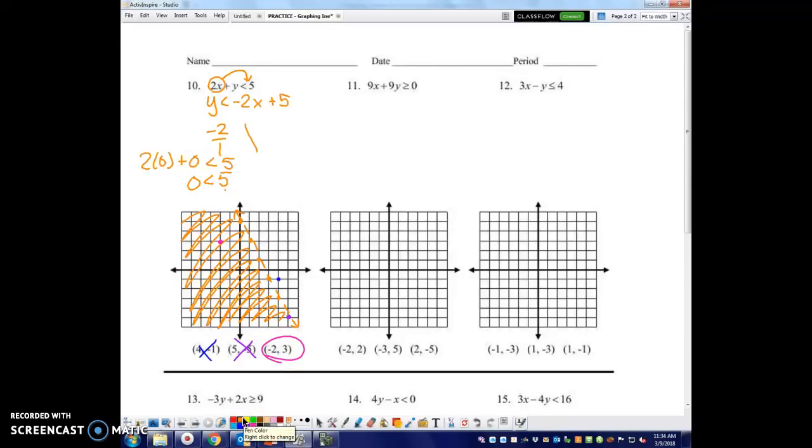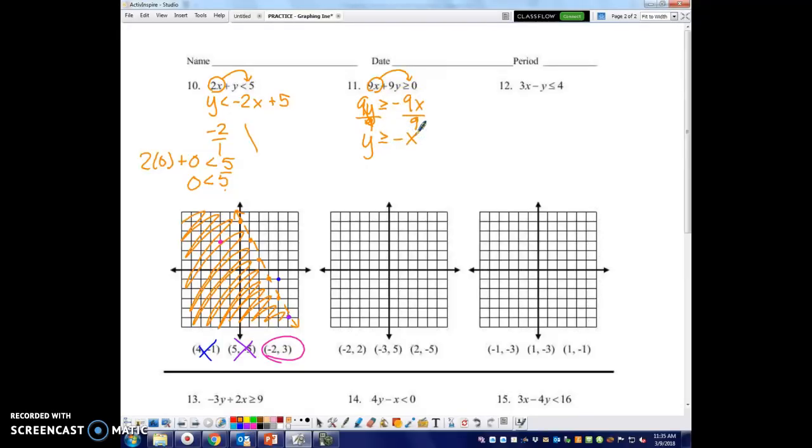All right, number 11. Remember, move the x, divide by y. So move your x. So we have 9y is greater than or equal to negative 9x plus 0, but we don't have to write that. Divide by y. We're dividing by 9. So we have y. Does the sign flip? No, because we're not dividing by a negative. Negative 9 divided by negative 9 is negative 1x.